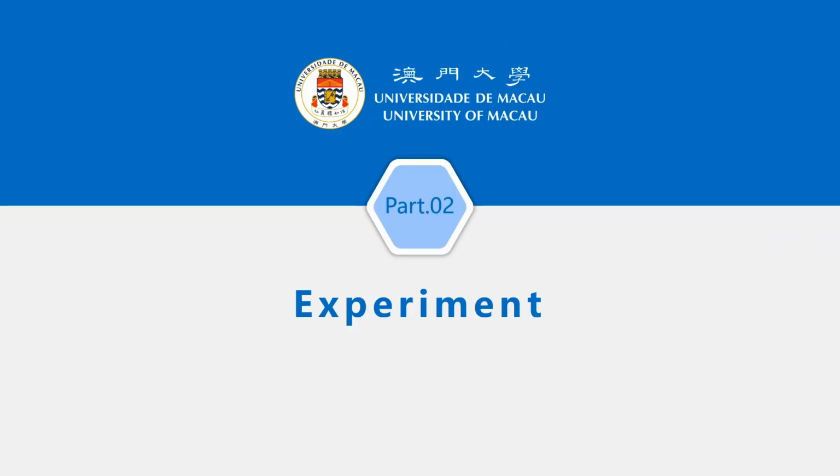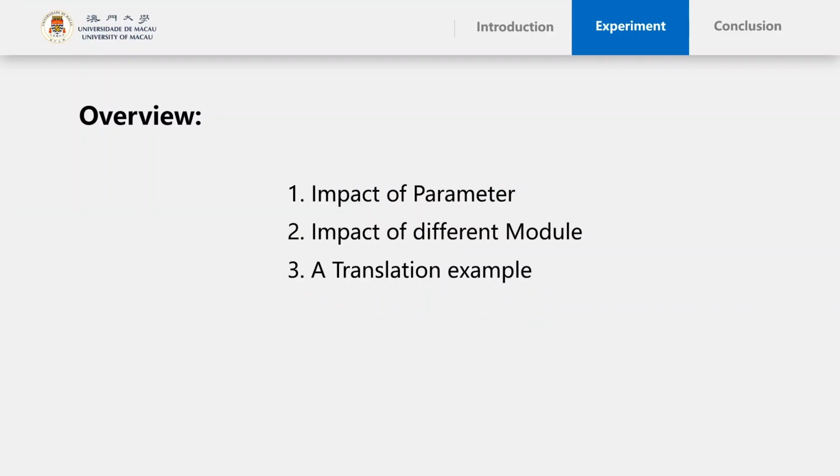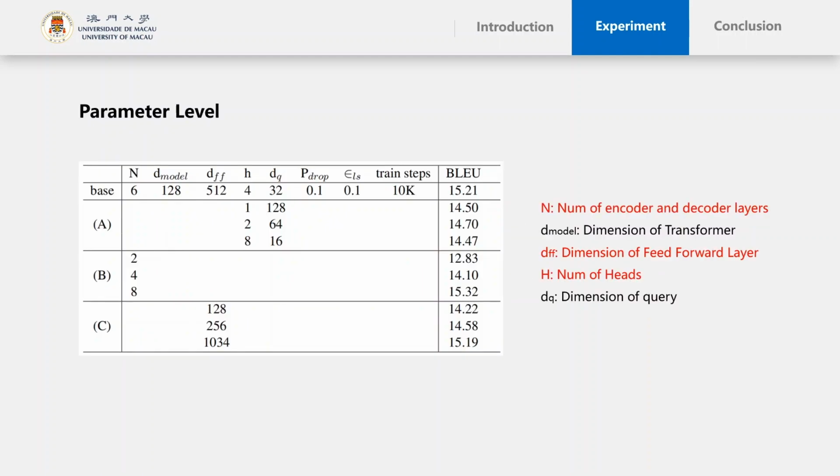Then we will introduce the experiment of our project. The experiment part contains three tasks: impact of parameters, impact of different models, and a translation example. We conducted the experiment on two aspects, which are parameter and module levels. For parameter level, we applied changes to the number of heads in multi-head attention, the number of encoder and decoder layers, and DFF, the dimension of the feed-forward layer.